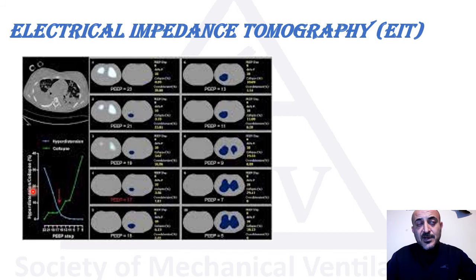So they plotted in another graph here where when you're going down the PEEP, the overinflation goes down, and then the collapse starts. So at that point here, it looked like that would be the best PEEP, which looked at about PEEP of 17 on this example.